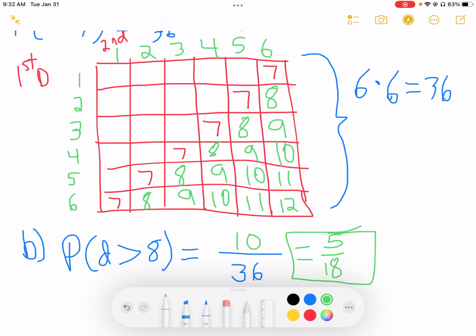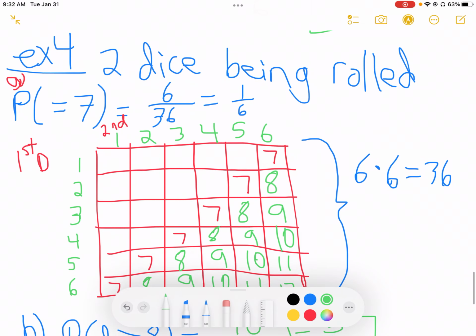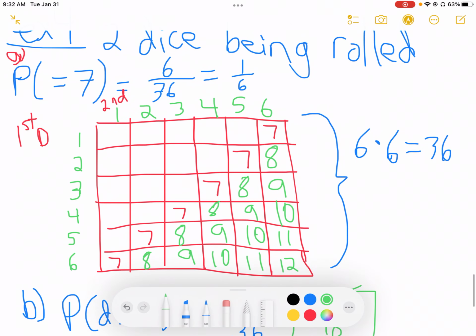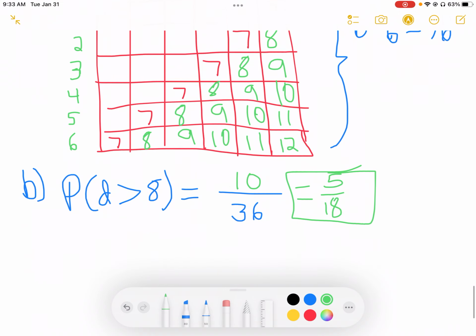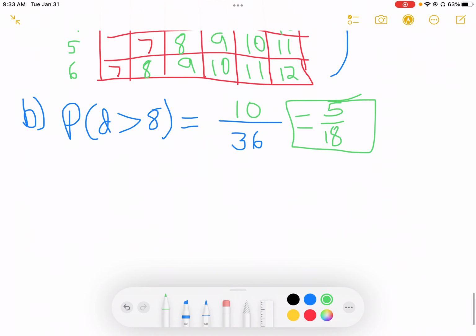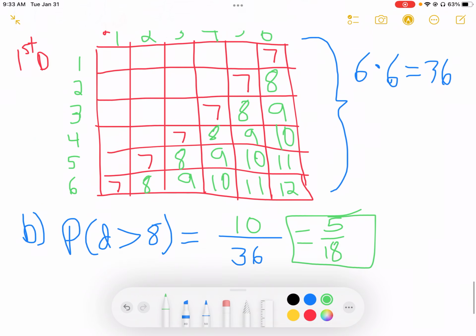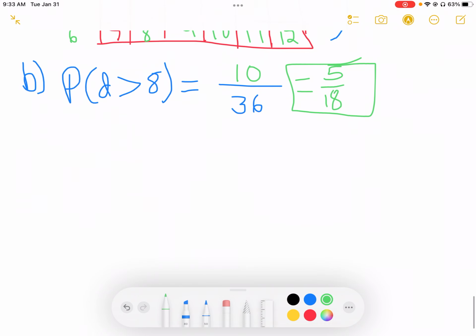Okay, I hope that helped a little bit. You can see what's going on. 2 dice, I have 36 possibilities, so that's my bottom number. And then I just have to figure out which numbers I have to pick in that table there. You can think of these in your head, but I like making a little table because it makes it a little bit easier to visualize.